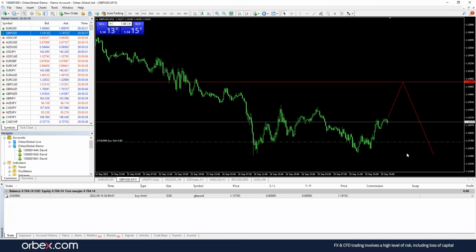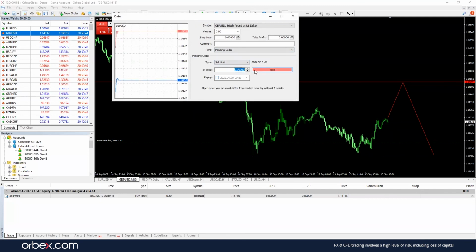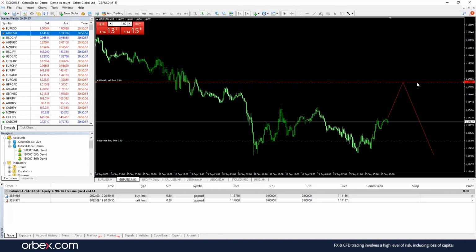Buy stop above, sell stop below, but the limits are in the opposite direction. So let's place a sell limit just to show you live. So sell limit, and 1.1490, let's say, it's just one pip above place, because I want to delete this red line. So that's what a sell limit is. We're expecting the price to move at a certain point.